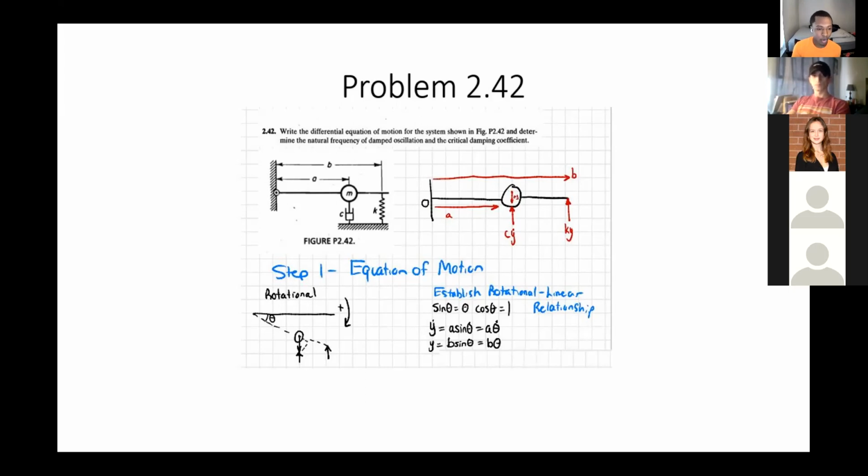So to start, we'll set up our equation of motion. We'll want our rotational linear relationship because the spring will deflect at y and the damper y dot, and we'll have to set up those relations. And once we have that, I believe we can go ahead and take them.